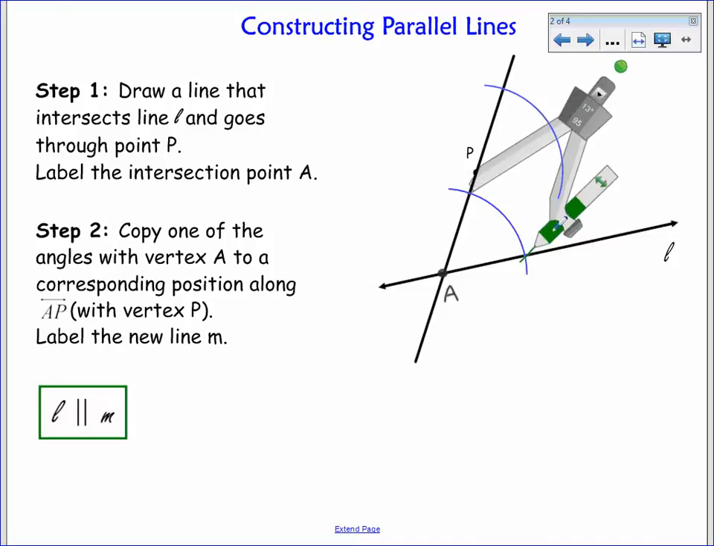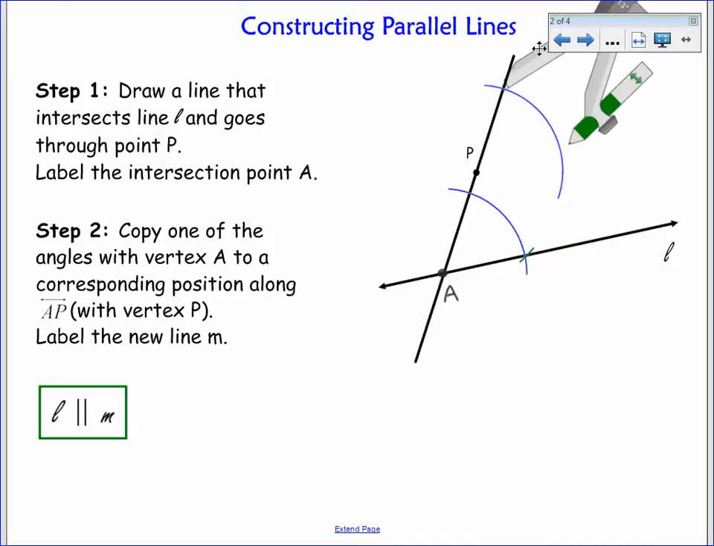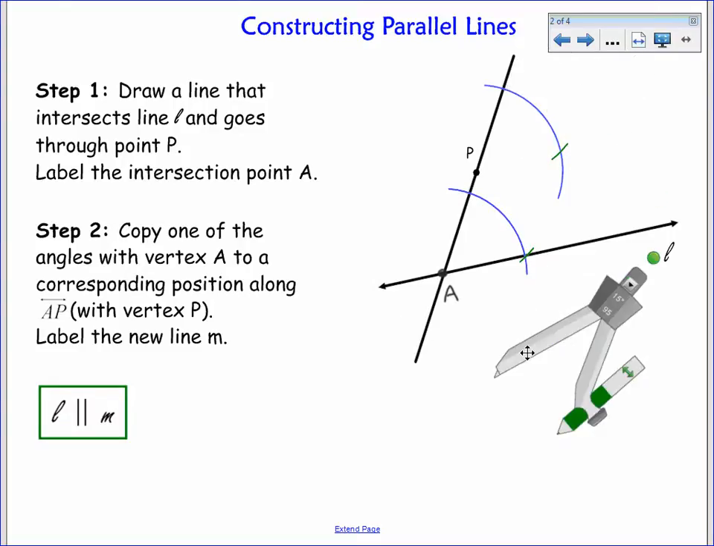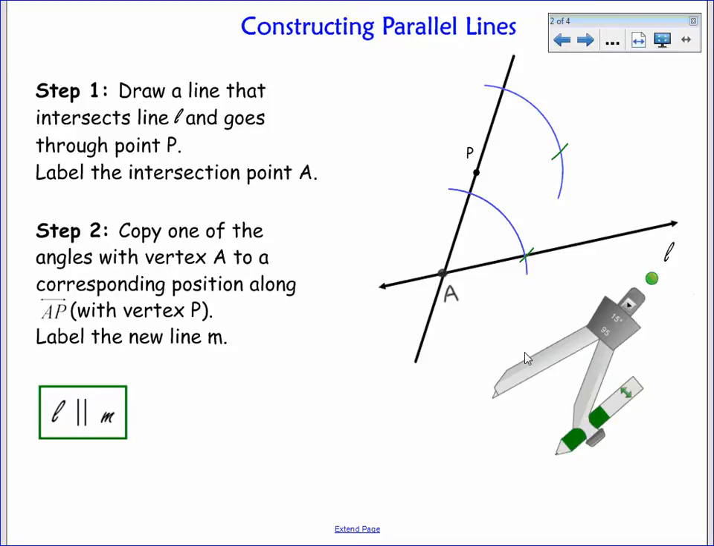Alright, so I'm going to mark off that same distance from my arc at the top. So I'm going to go to where that arc intersects my line and then find where the other intersection point will be here. Okay, notice that my arcs, they look the same, right? I've just kind of moved it up along my transversal.